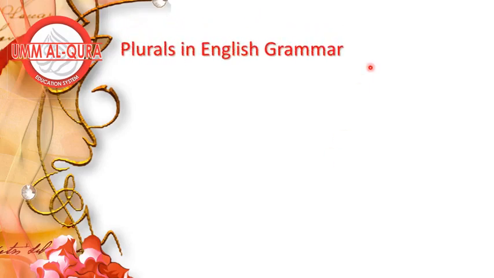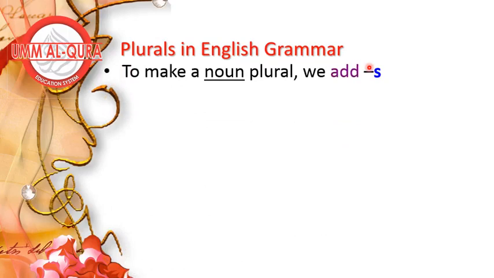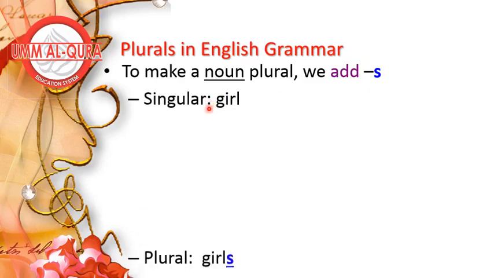Plurals in English grammar. Why I am discussing plurals in English grammar, you will come to know when we move forward in our video. To make a noun plural, we add s. For example, sister will become sisters, brother will become brothers, donkeys, keys, etc. So here, singular girl and plural girls.